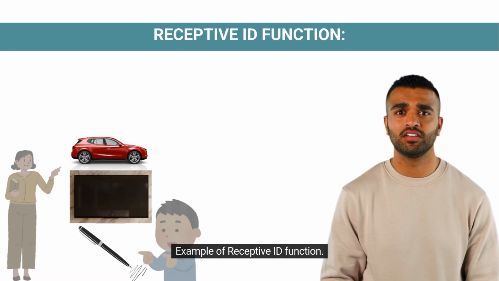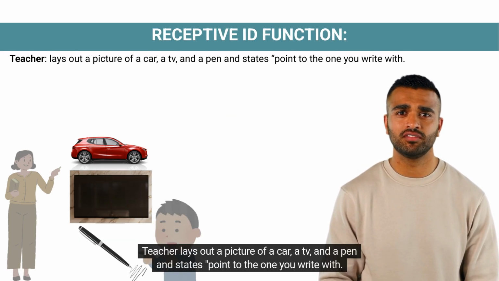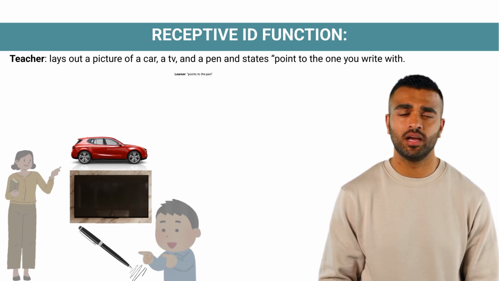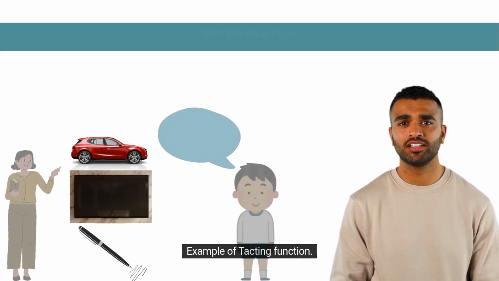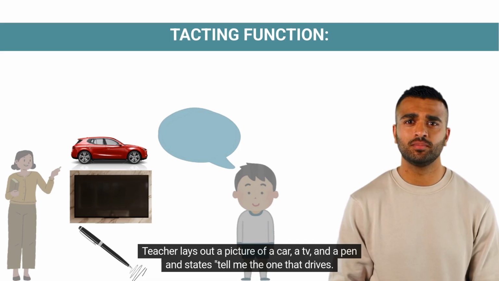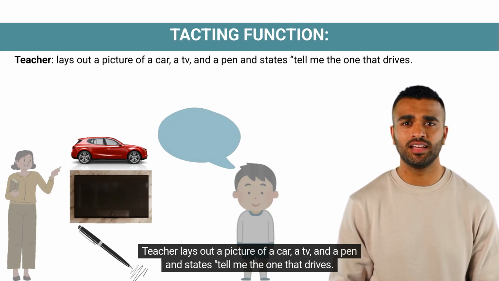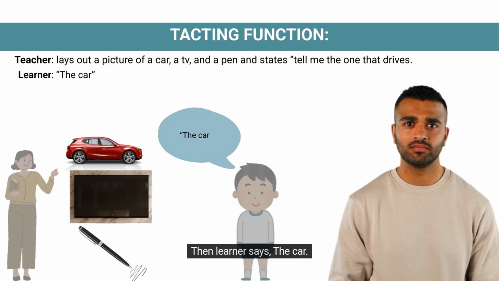Example of receptive ID function. Teacher lays out a picture of a car, a TV, and a pen and states, point to the one you write with. Then learner points to the pen. Example of tacting function. Teacher lays out a picture of a car, a TV, and a pen and states, tell me the one that drives. Then learner says, the car.